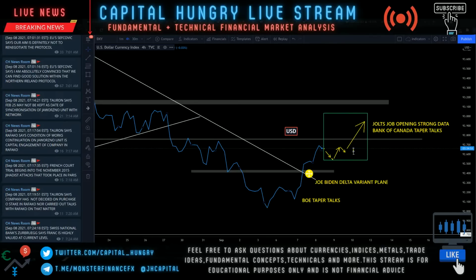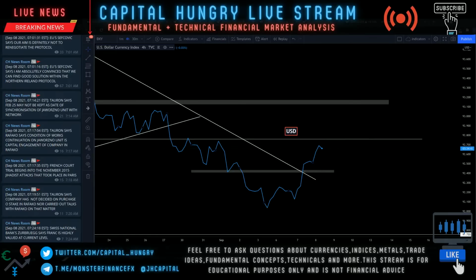This all led to the upside. For us to see continued upside on the US dollar, we're going to need strong JOLTS job openings data and Bank of Canada taper talks as well. Otherwise, if we get very poor data from JOLTS job openings, as well as stimulus staying active by the Bank of Canada, then the dollar is going to continue its bearish structure after failing to break this previous low price sensitivity area and still maintaining intraday bearish market structure. And we're going to start to take this sell price and sell play right back down.